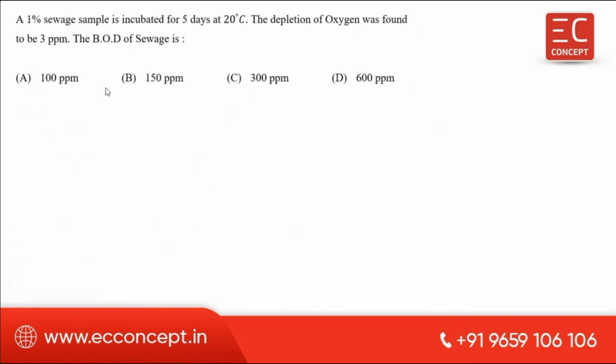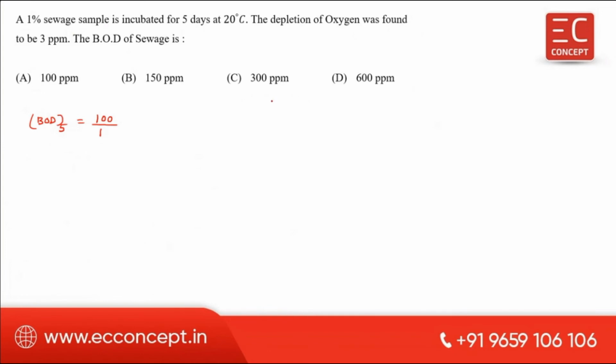The 1% of sewage sample is incubated for 5 days at 20 degrees Celsius. The depletion of oxygen was found to be 3 ppm. The BOD 5 of the sample. So the BOD 5 is equal to, they given 1% of sample. 1% is 1 by 100, right? Which generally we will write 1 by 100. But in the BOD calculation, you have to take a reciprocal. So 100 divided by 1. Suppose in the question 2% is given, then you have to take 100 divided by 2. 5% if they given, then you have to take 100 divided by 5. So that is the meaning of this.